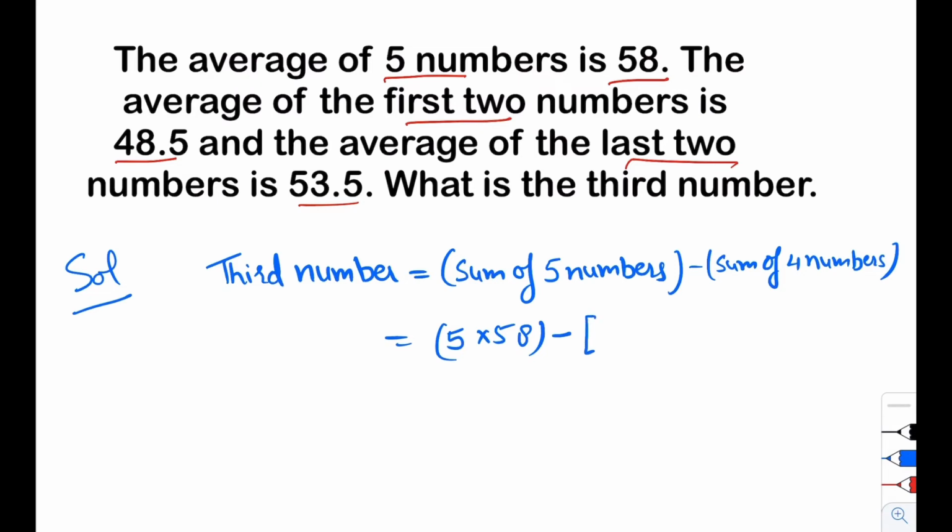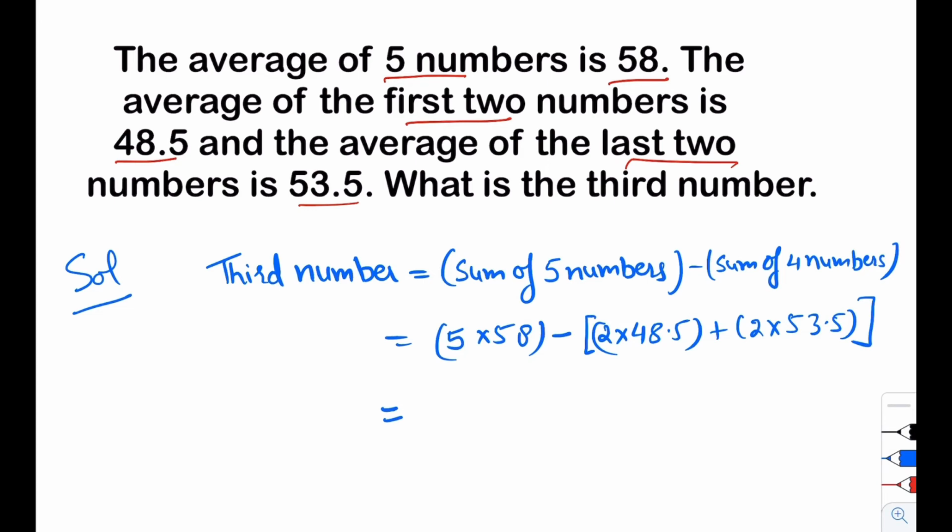So the sum of 4 numbers is 2 into 48.5 plus 2 into 53.5, means the sum of first two numbers and the sum of last two numbers.